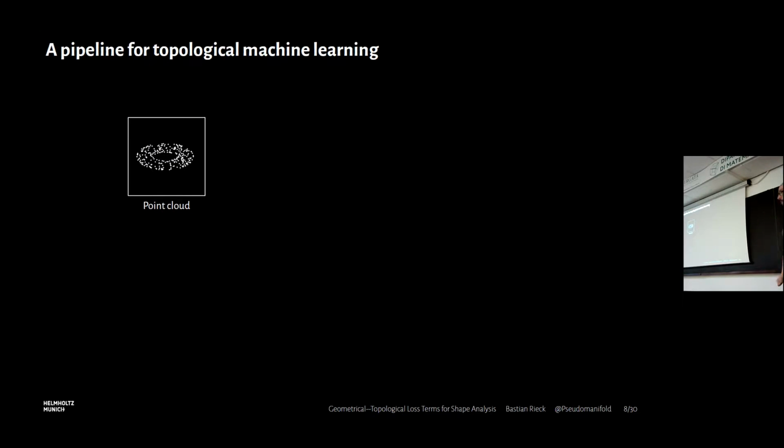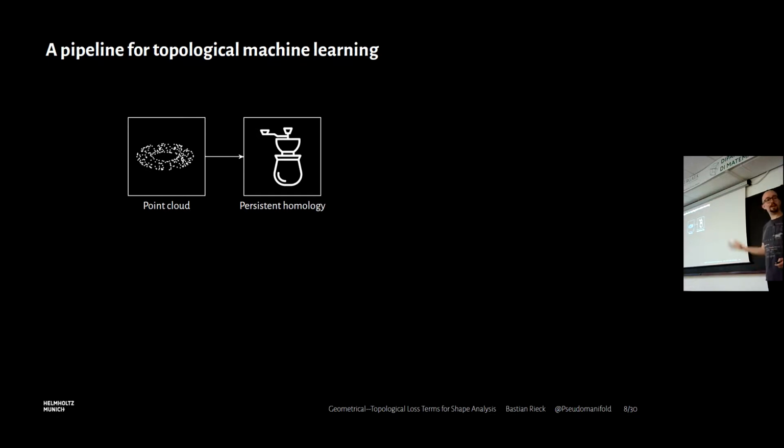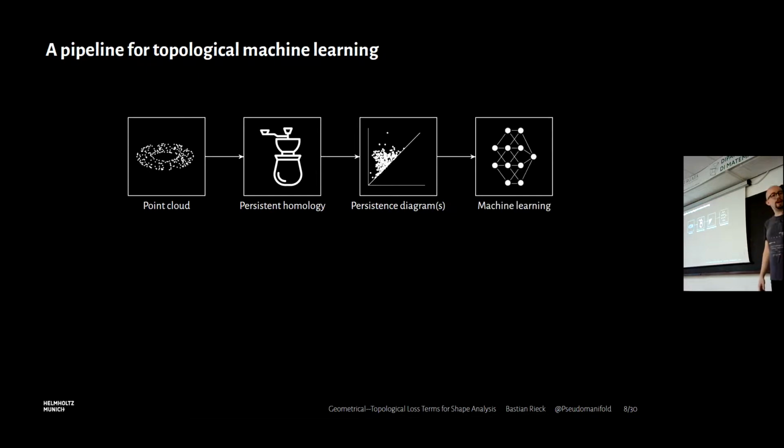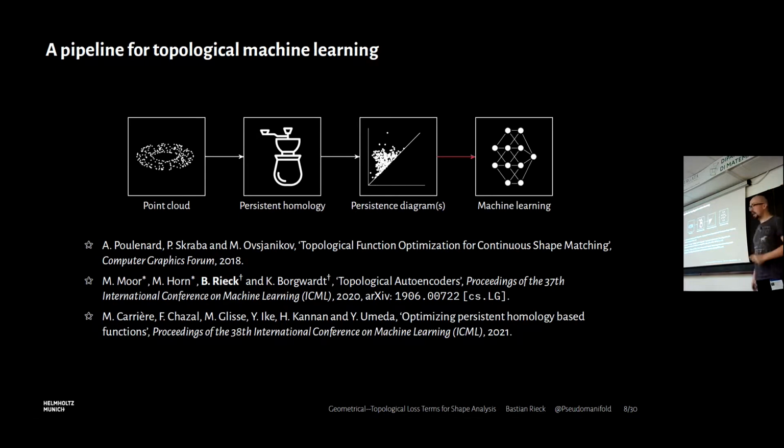Now, this brings me to, I would say, hopefully the classical new pipeline for topological machine learning. So you take a point cloud, you do persistent homology, and I like this image because it's a little bit like a coffee grinder, because it refines things and makes them palatable for other tasks. Like a coffee grinder, you get the persistence diagrams out of there, and then you can do some machine learning. And it is this last arrow that I want to focus on and then zoom into a little bit.